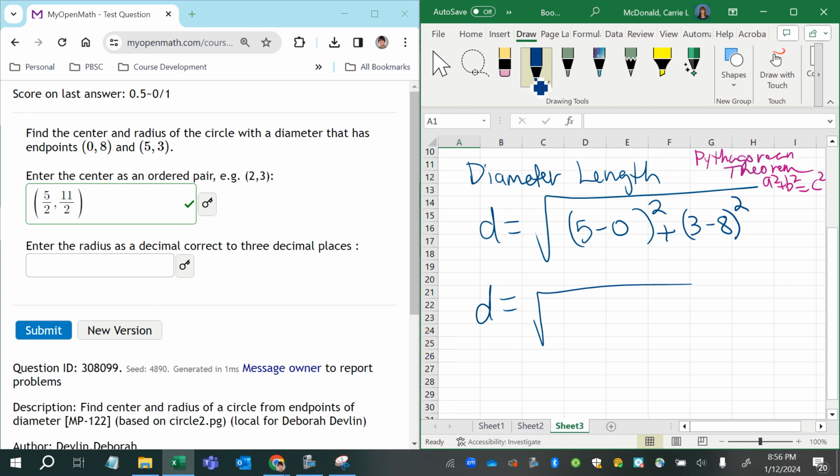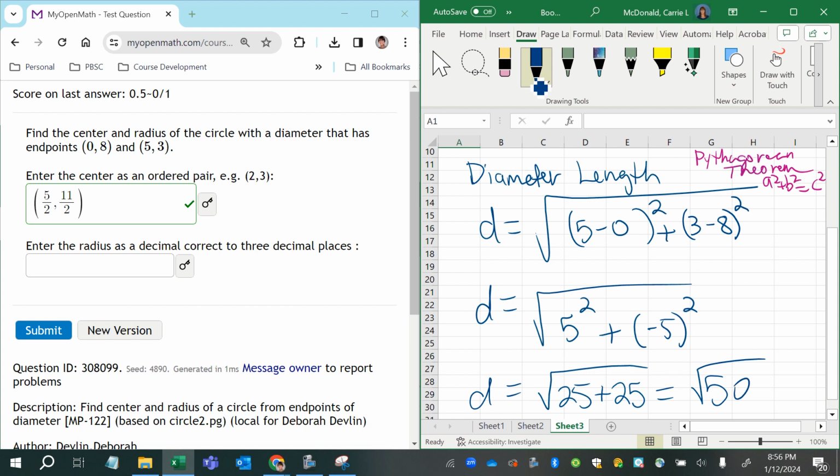All right, we're going to go ahead and simplify this. So 5 minus 0 is just 5. 3 minus 8 is negative 5, quantity squared. And then squaring those, we get 5 squared is 25. Also, negative 5 quantity squared is 25 because negative 5 times negative 5 is positive 25. So we get the square root of 50.